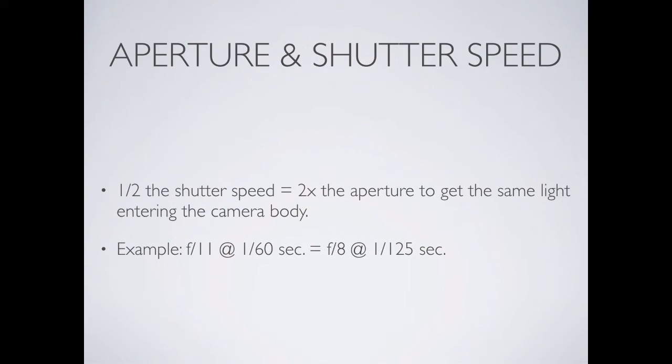So aperture and shutter speed have a relationship. If we wanted to cut the shutter speed in half, we'd have to double the aperture to get the exact same exposure. So they have an inverse relationship. Here we go. I have an f11 at 1/60th of a second. If I want to change to an f8, I'd have to go to 1/125th of a second. So they compensate for each other.